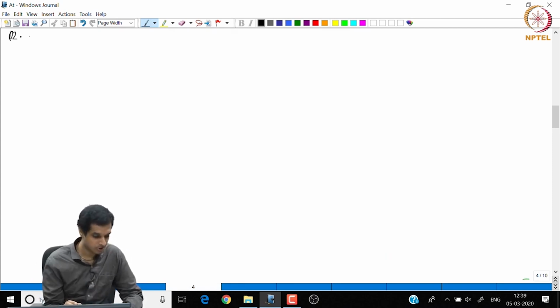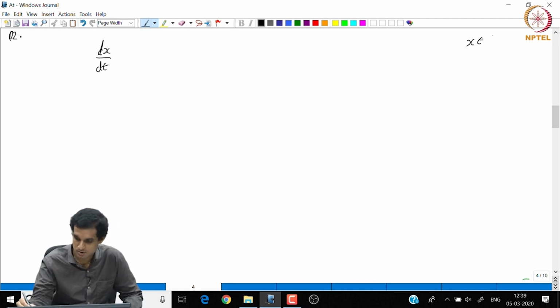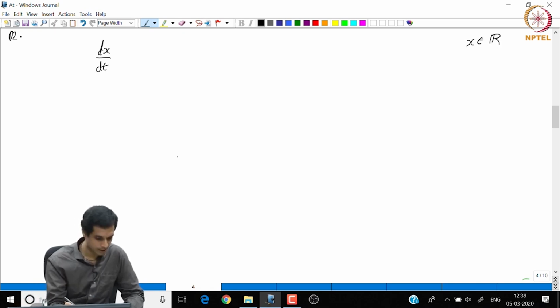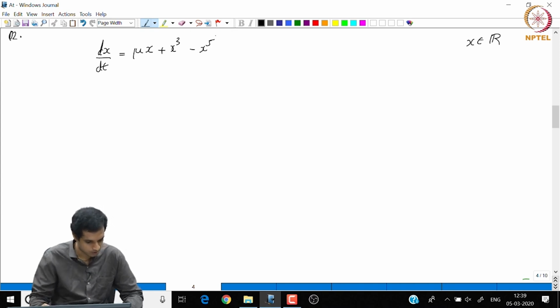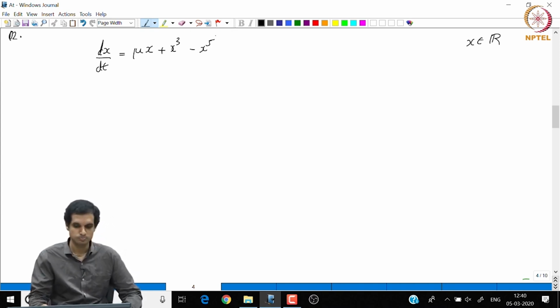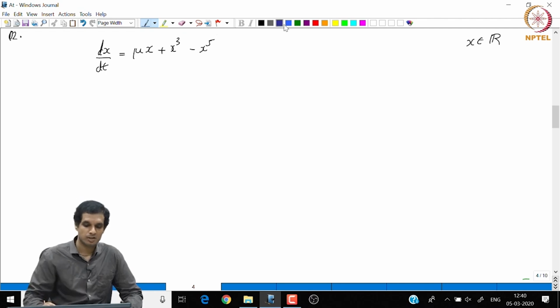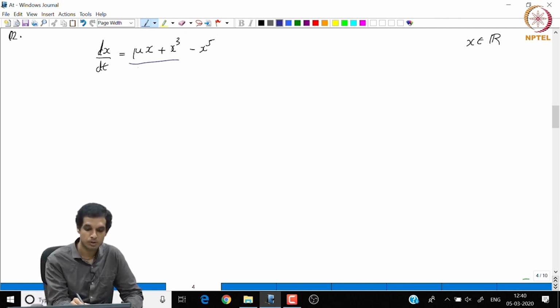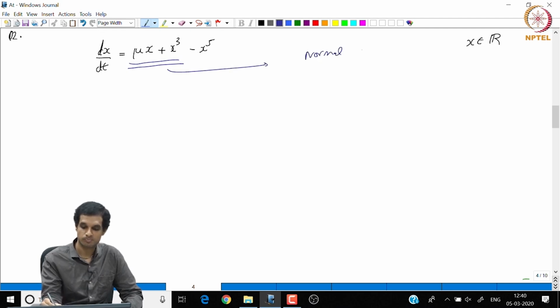There we are asked to analyze the behavior of the dynamical system dx by dt, where x is in R, dx by dt equals mu x plus x cube minus x power 5. So, this is the system. Now, what does this remind you of? When we have only mu x plus x cube, this was nothing but the normal form for a pitchfork bifurcation.